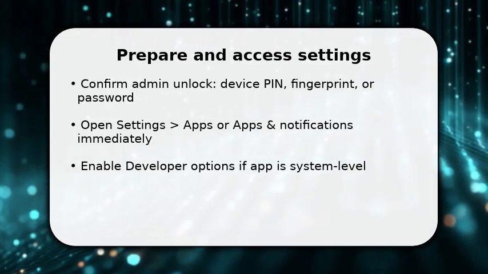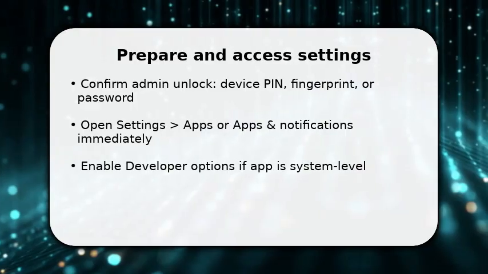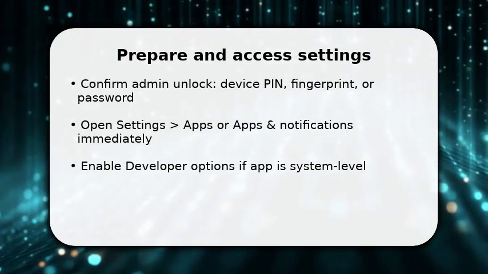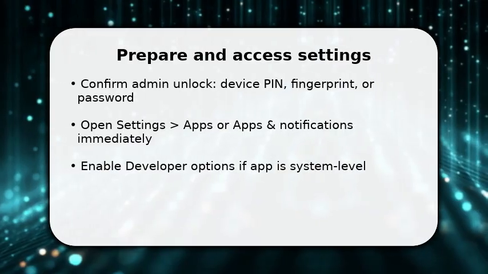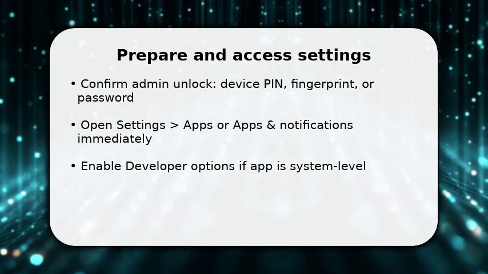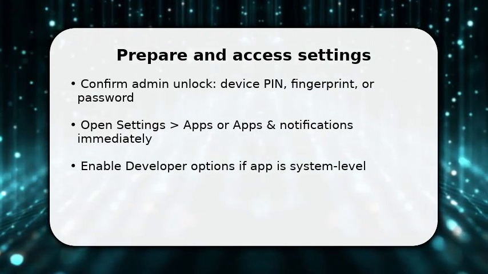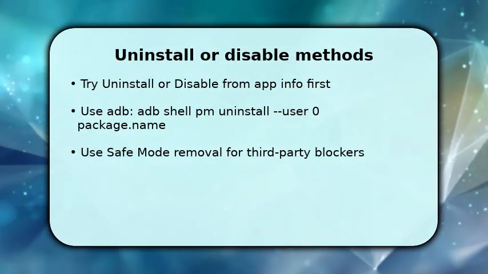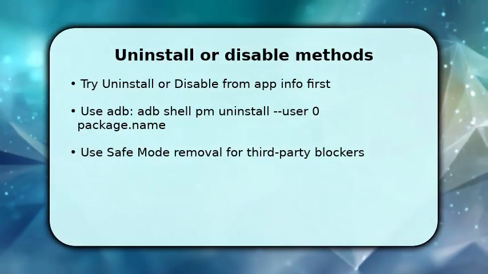If Digital Wellbeing is a system app, enable developer options in About Phone and USB debugging so you can use ADB later. Once you've reached the app list, tap Digital Wellbeing to view storage, permissions, and uninstall options. Now continue into the complex middle steps that actually remove the app.